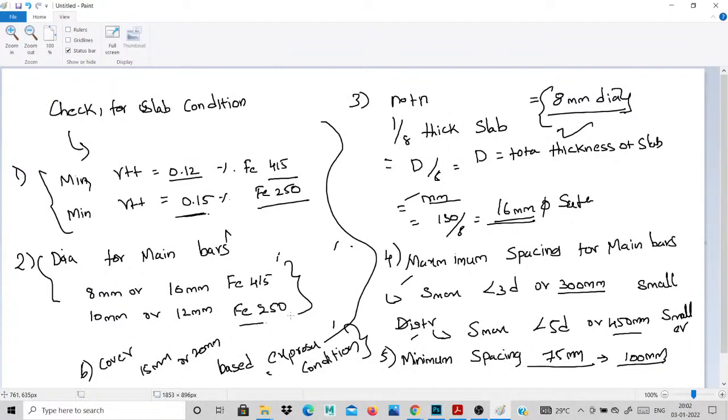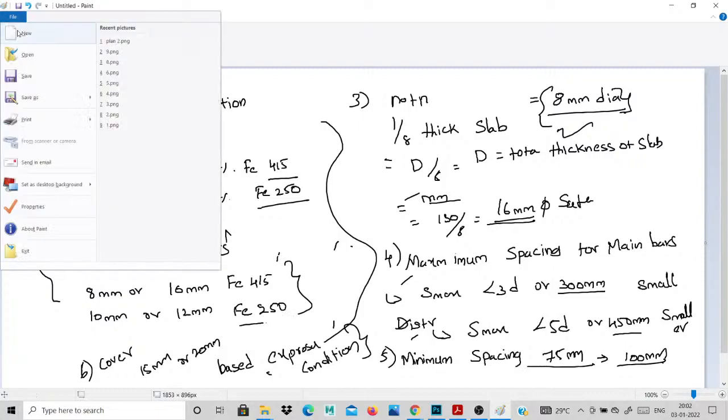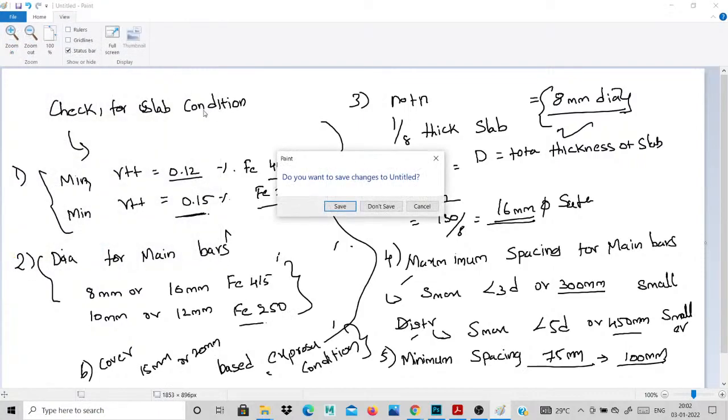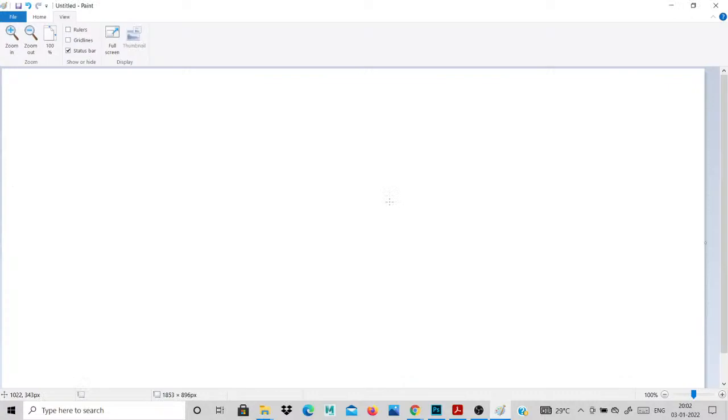Okay, the next step is how to calculate the load distribution for a one-way slab. This is a simple one. I will explain the simple method of load distribution for a one-way slab.